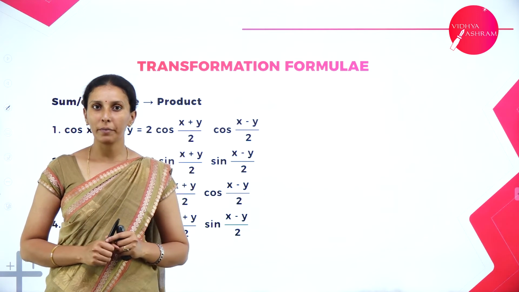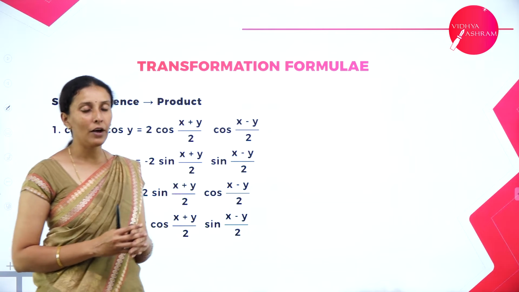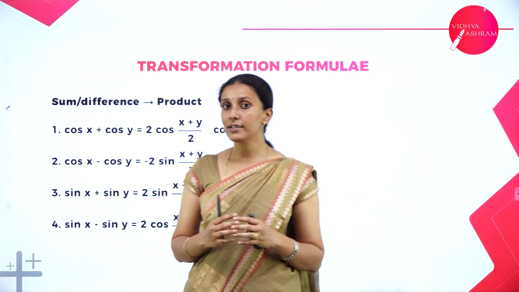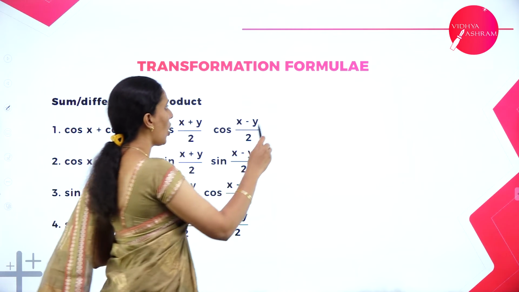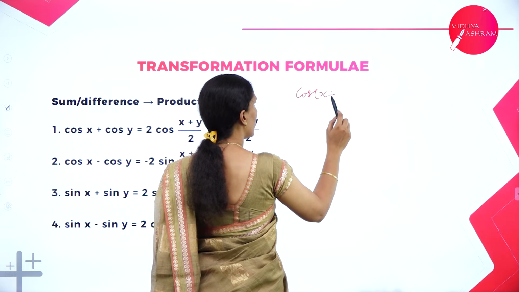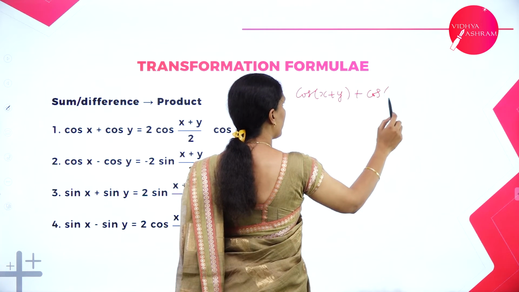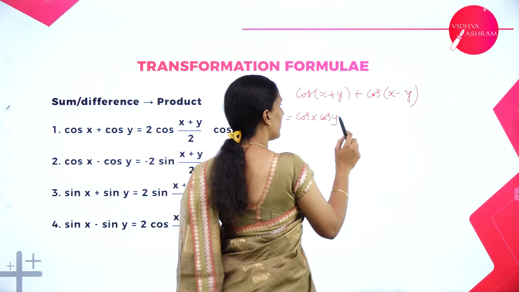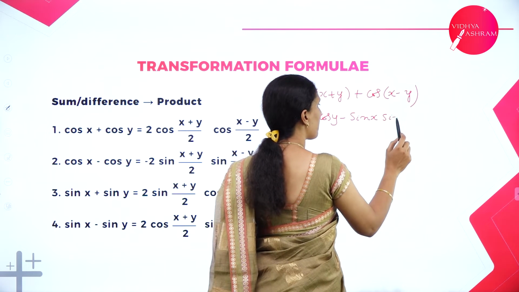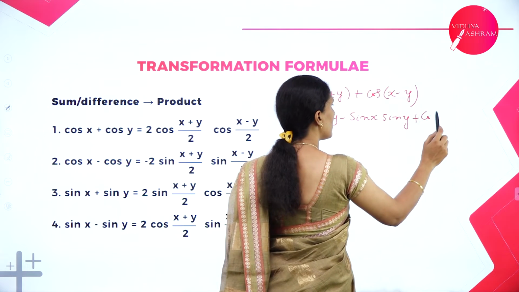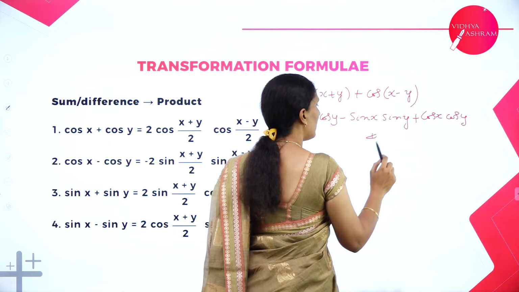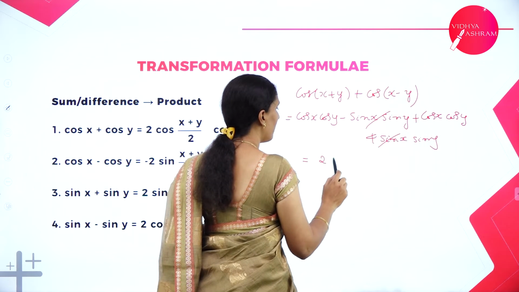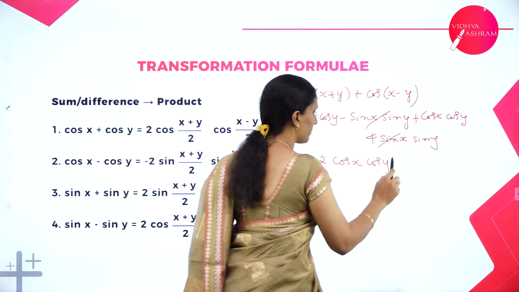Next, we will get the transformation formula. The transformation formula we obtain by adding two identities of compound angles. For example, when I add cos (x plus y) and cos (x minus y): we know cos (x plus y) is cos x cos y minus sin x sin y, and cos (x minus y) is cos x cos y plus sin x sin y. So thus these two terms get cancelled, and I am left with 2 cos x cos y.